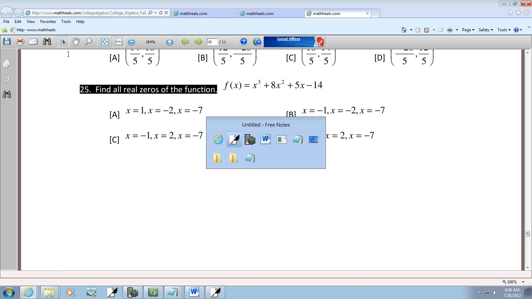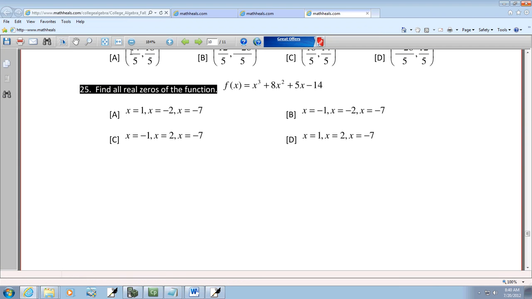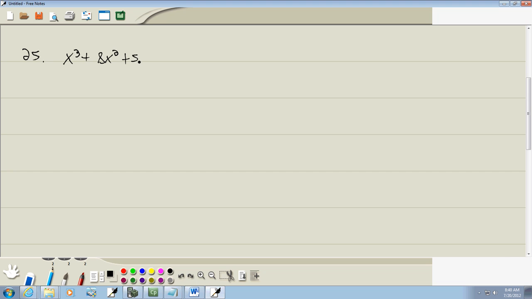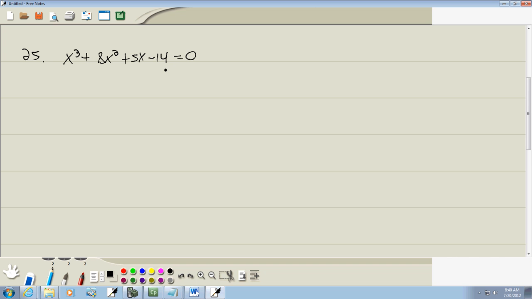We've got x to the third plus 8x squared plus 5x minus 14 equal to 0. Now, the number at the very end, our constant term, is our p, so 14 is our p. And the number at the very beginning, before x to the third, is going to be our q. So q is 1.